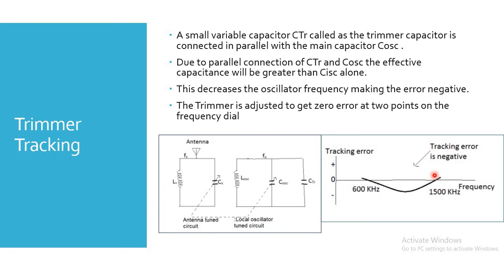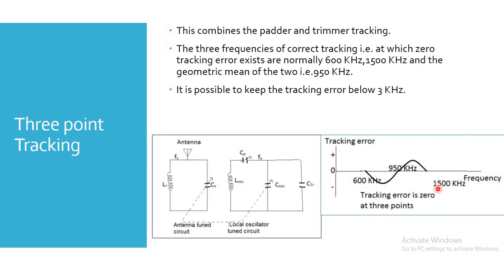The next type of tracking is trimmer tracking. In trimmer tracking, the trimmer capacitor is connected in parallel with the oscillator capacitor. Due to the parallel connection of these two capacitors, the effective capacitance will be greater than the local oscillator capacitance alone. This decreases the oscillator frequency, making the error negative. The trimmer is adjusted to get zero error at two points on the frequency dial. So it is also called 2-point tracking.